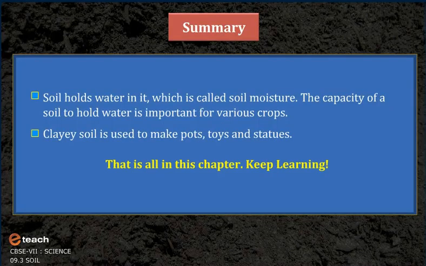Summary. Soil holds water in it, which is called soil moisture. The capacity of soil to hold water is important for various crops. Clay soil is used to make pots, toys, and statues. That is all in this chapter.